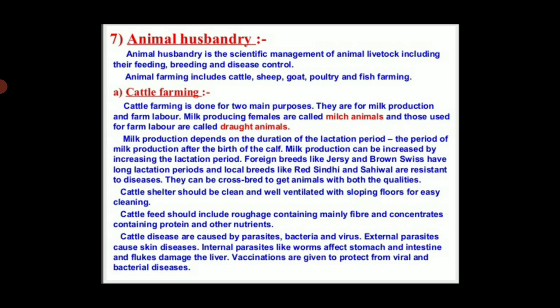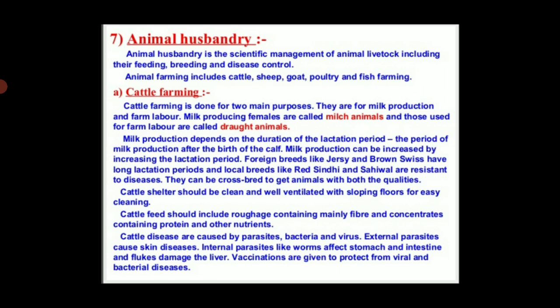Foreign breeds like Jersey and Brown Swiss have a long lactation period, and local breeds like Red Sindhi and Sahiwal are resistant to diseases. They can be crossbred to get animals with both the qualities. Cattle shelter should be clean and well ventilated with sloping floors for easy cleaning. Cattle feed should include roughage containing mainly fiber, and concentrates containing protein and other nutrients.